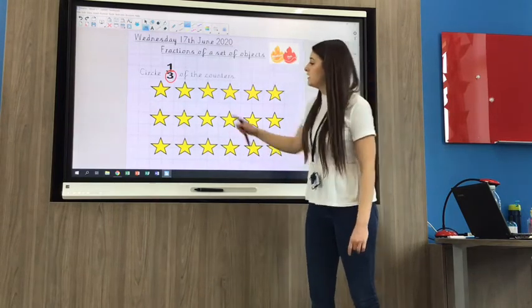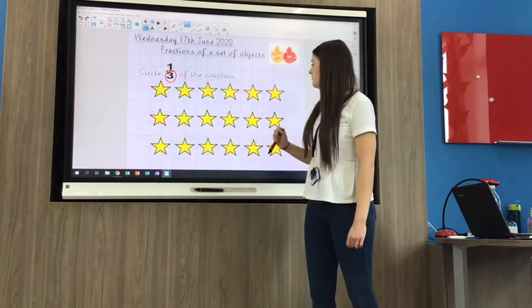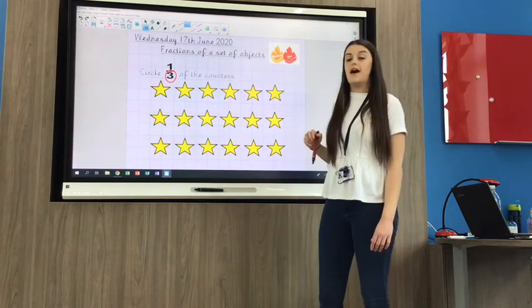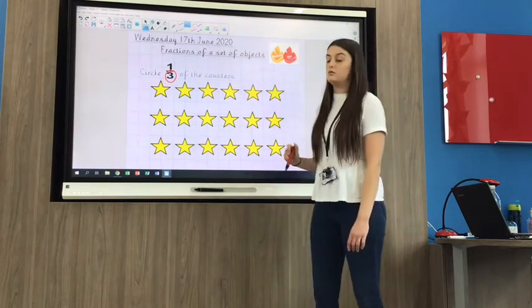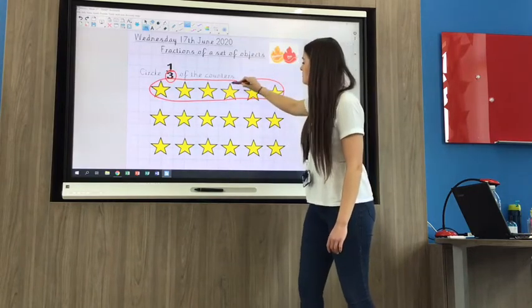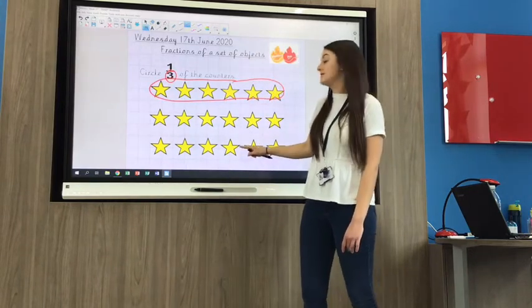Now to triple check, you could look the other way, but that makes it a bit more tricky because I can actually see 3 equal groups there, and I only want one of those equal groups. So I'm going to circle 1 out of the 3 groups I can see, okay?